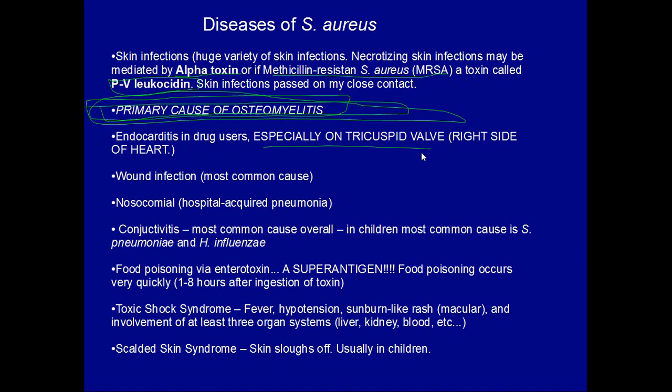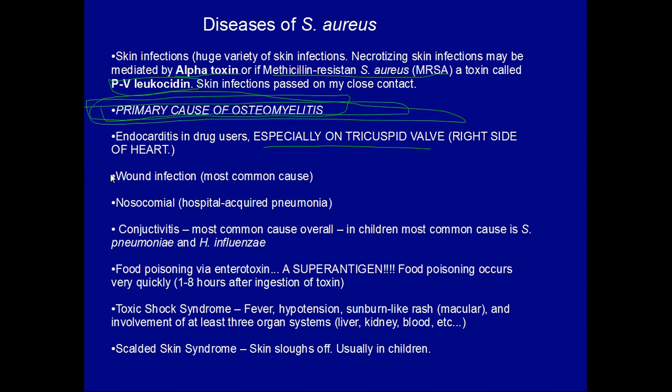The reason it's in the tricuspid valve is you inject bacteria into your veins. Your veins then send the bacteria to the vena cava and then to the right atrium. And the first valve it runs into is the tricuspid valve. So there's nothing especially special about the tricuspid valve that makes it harbor the bacteria. It's just the fact that it's the first valve it runs into.